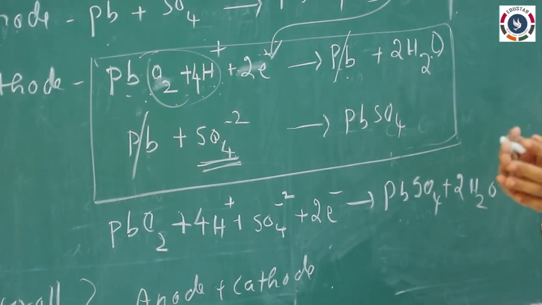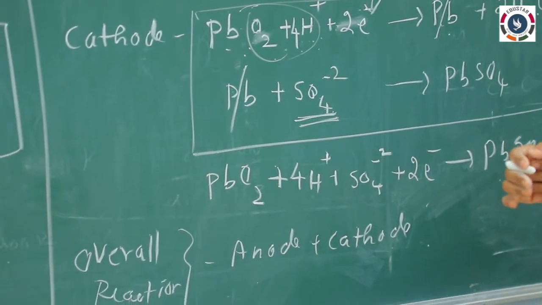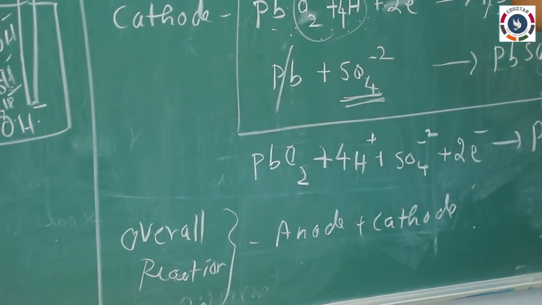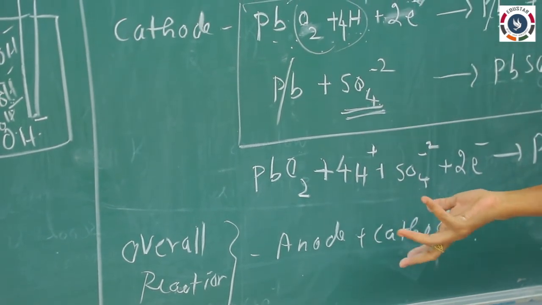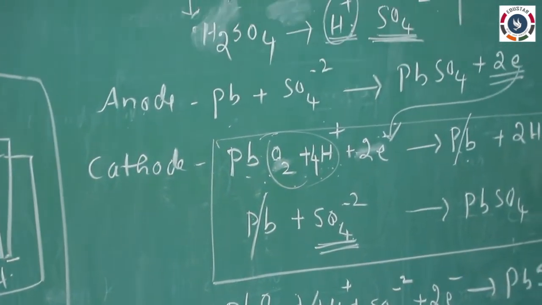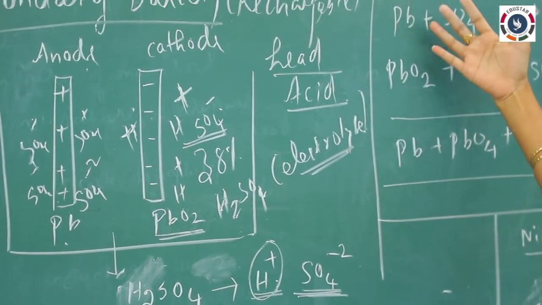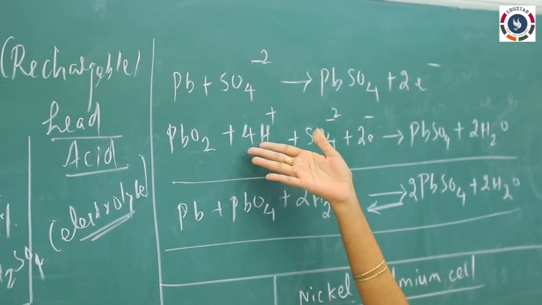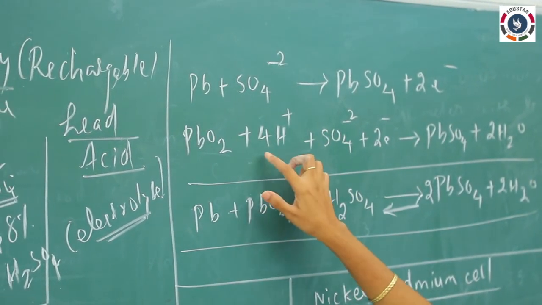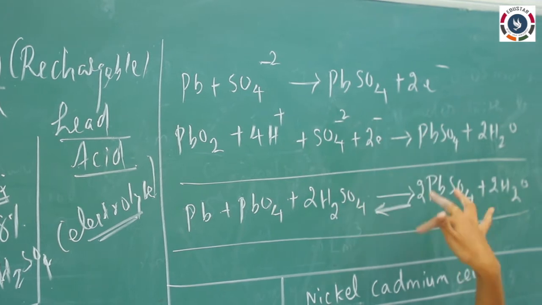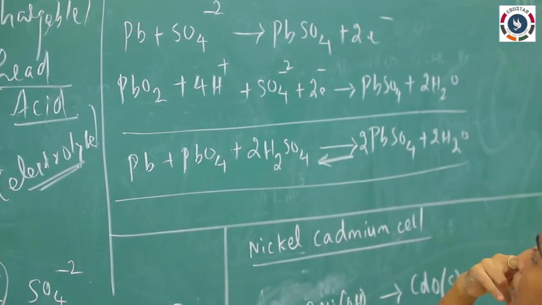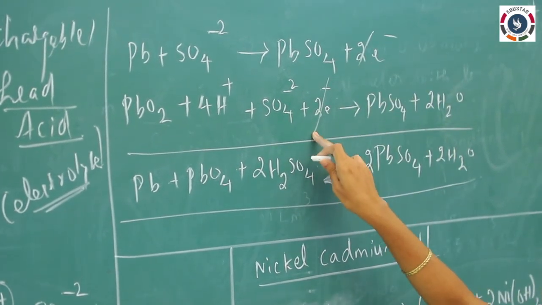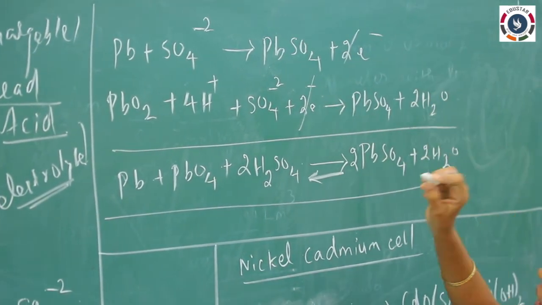Now, I am going to find the overall reaction. What is the overall reaction? Anode plus cathode. Anode reaction and cathode reaction have to be summed up to get the overall reaction of the cell. Once again I have written the anode reaction here, and once again I write the cathode reaction here. So, we are going to add the entire things. See, 2 electrons and 2 electrons get cancelled. This is in the reactant side and this is in the product side.